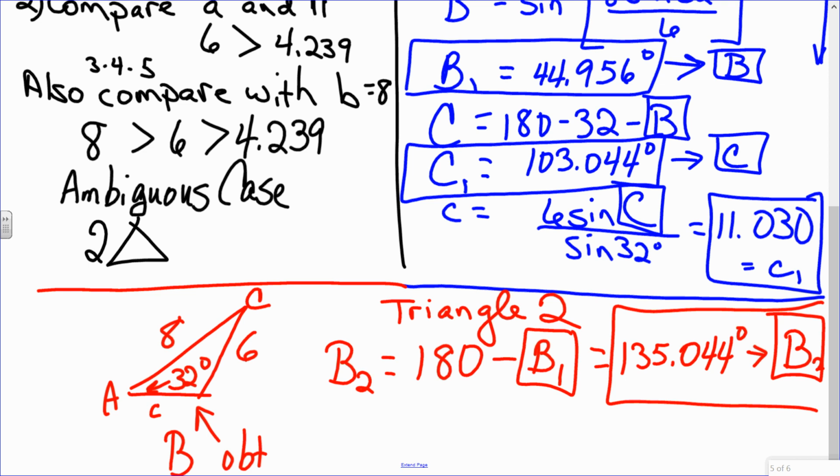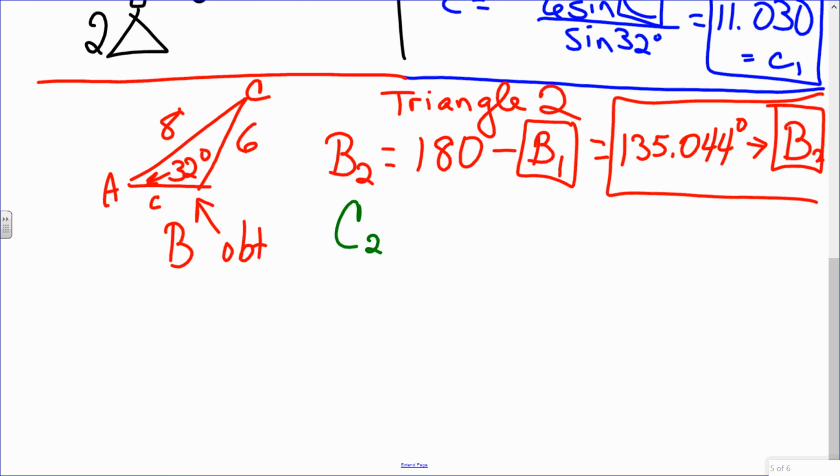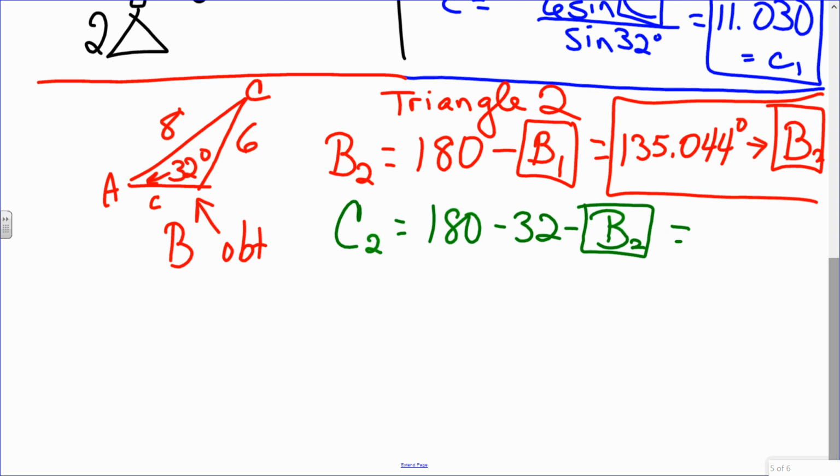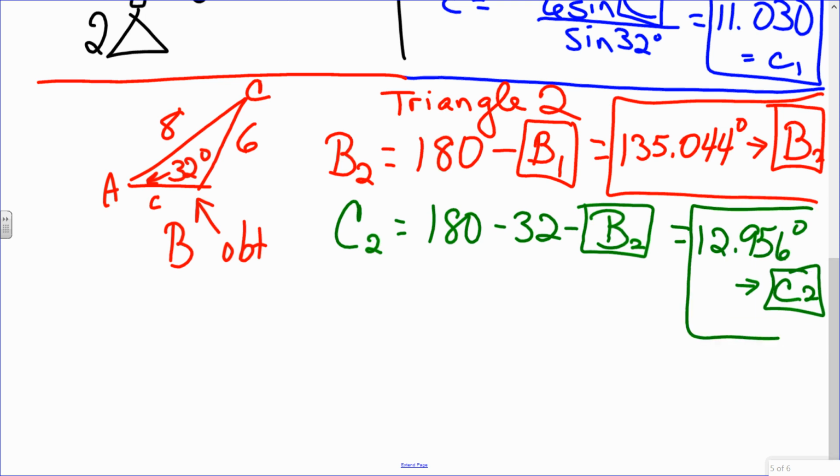To get our third angle, we still just use triangle sum. So 180 minus the 32 minus that new stored value of B will give us our new C. And in this case, we have 12.956 degrees for our new C. And we want to be sure we store that as C. And this time that's going to be C2. And that makes sense. Now we've got an acute angle in here because we had to swing that 6 inside, so we do get a small angle up there at the top of the triangle. We've got our obtuse angle down at the bottom.